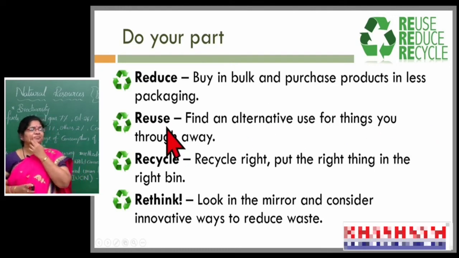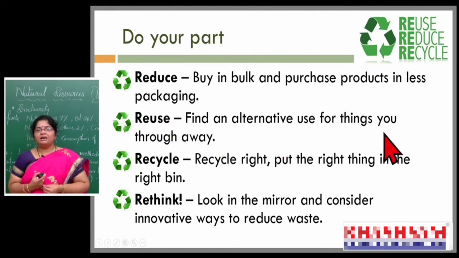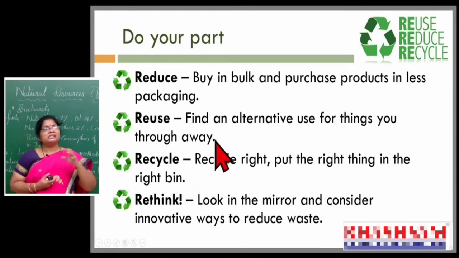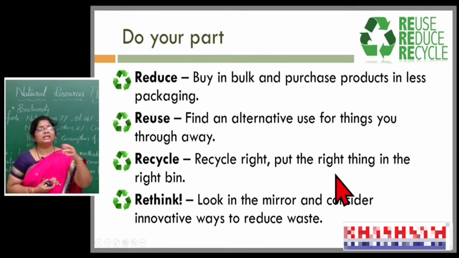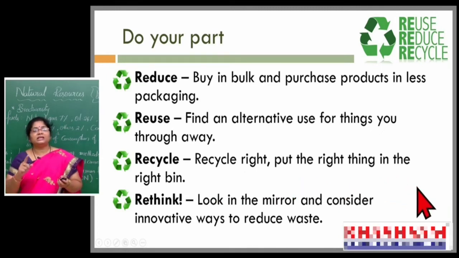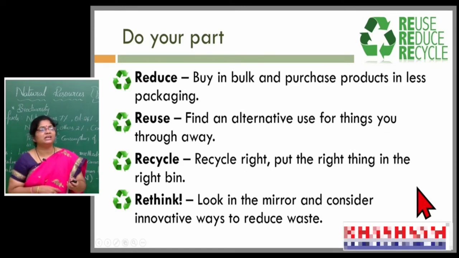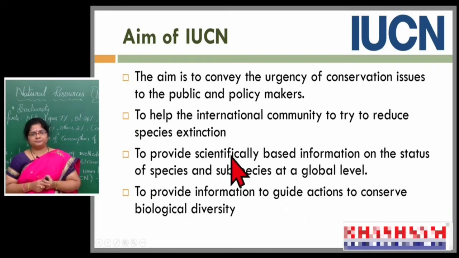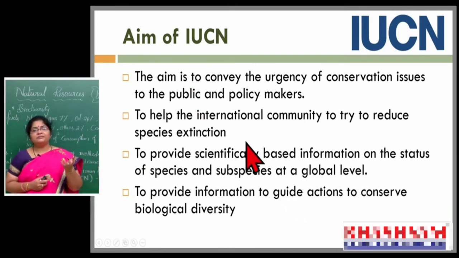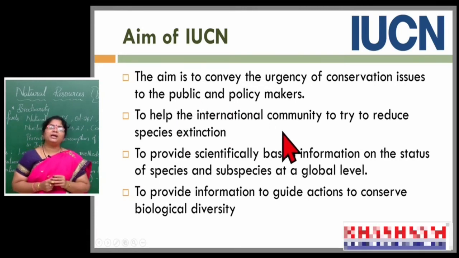Next, reuse: find an alternative use for things you throw away. Whatever you feel is not useful, we should prepare in some decorative way and try to use it again, then also it will reduce the wastage. Recycle: some kinds of metals, plastic goods, paper and all we need to recycle, and that also helps to conserve nature. We have to think in an innovative manner, and we are able to reduce. So to conserve different kinds of things, we need to follow this 3 R's method.